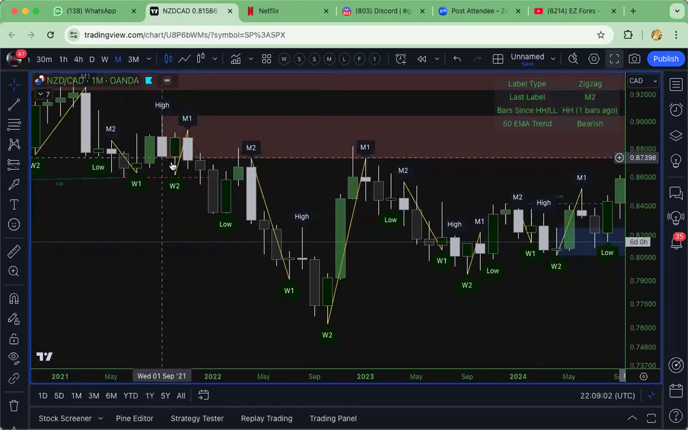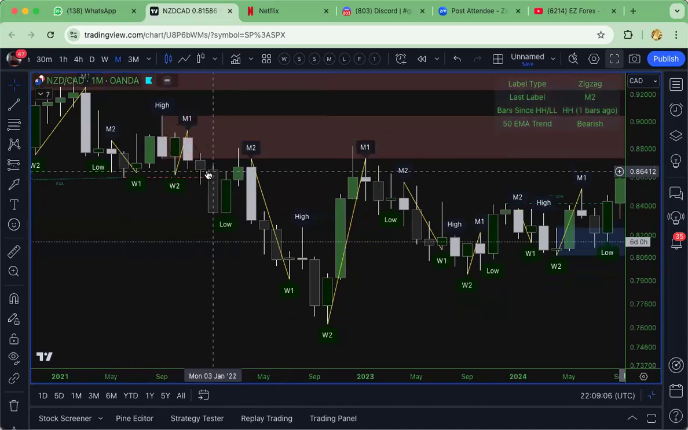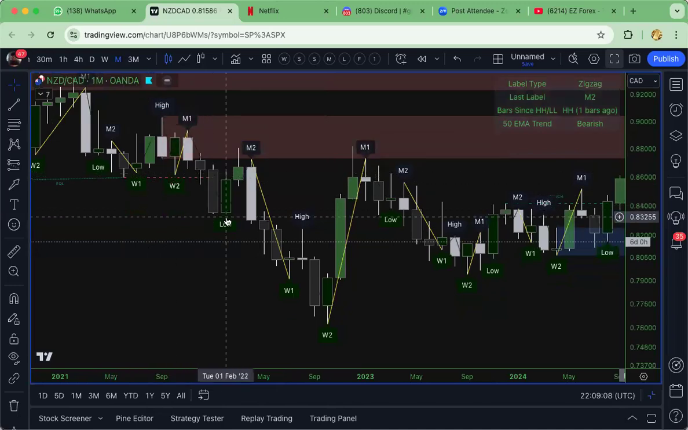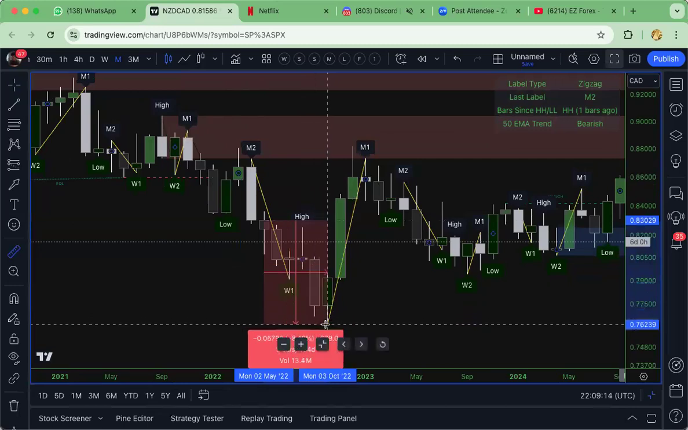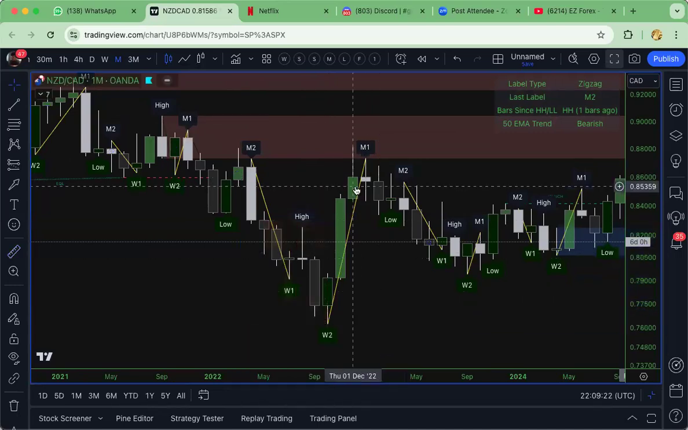Look. So what did we get? We got a break of structure here, bearish on the monthly. Yeah. We had a low. We had this. Then we had an M2 and a price action sold for 600 pips on the retest of the supply from an M2. Can you see? You had price action go up here. Now you know. That's what I'm trying to say. Do you see what I'm trying to tell people?